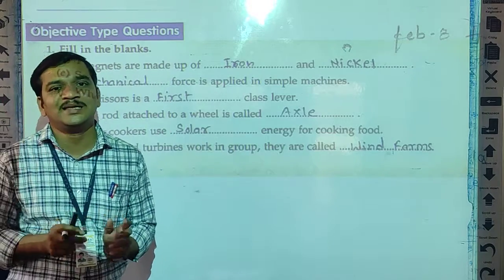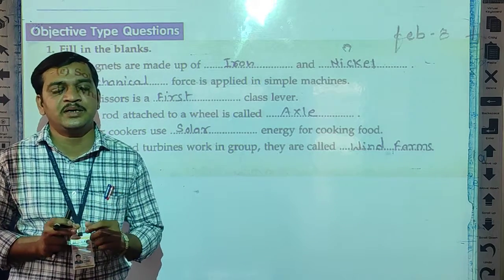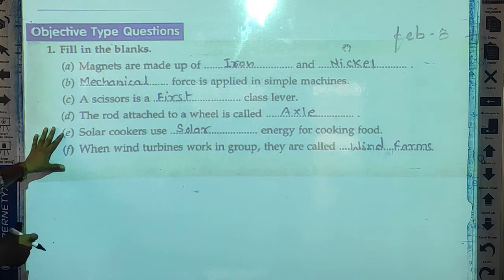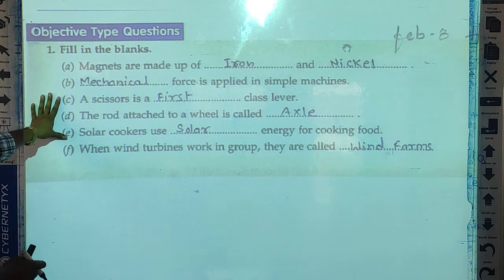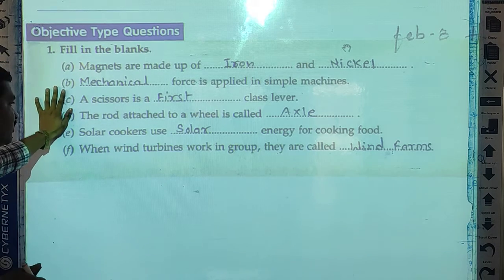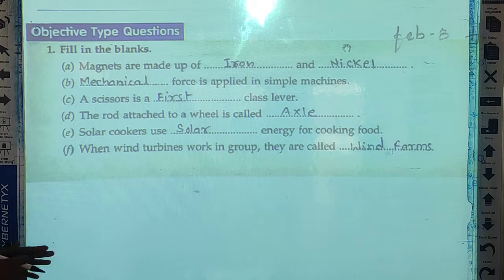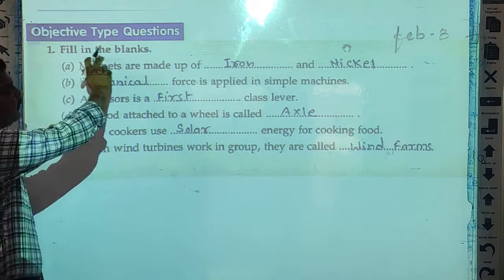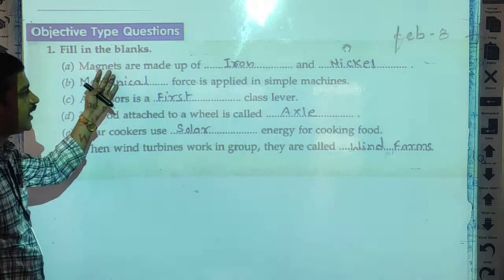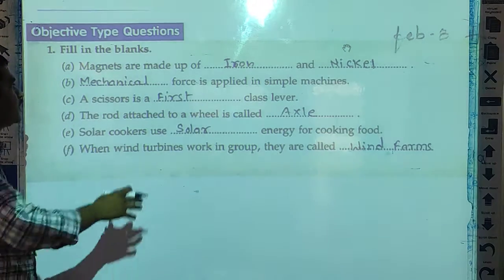Today we are going to solve the exercise of our lesson number 11. Do you know the name of this lesson? Yes, force, machine and energy. So this is the exercise of this lesson. Now first question, fill in the blanks. Here some questions are there and you have to write their correct answers.